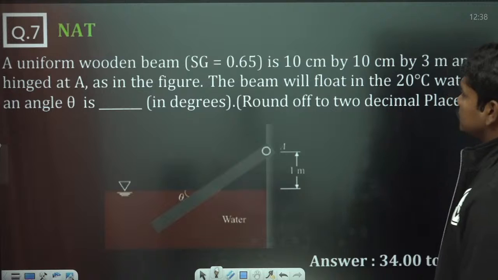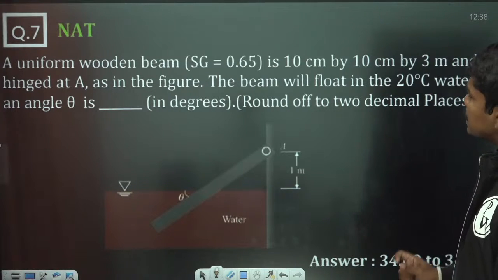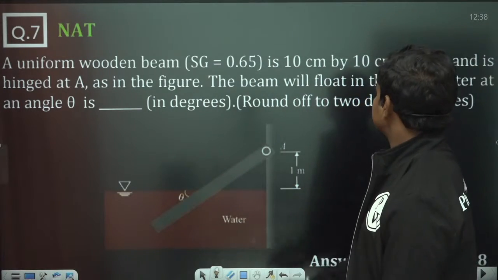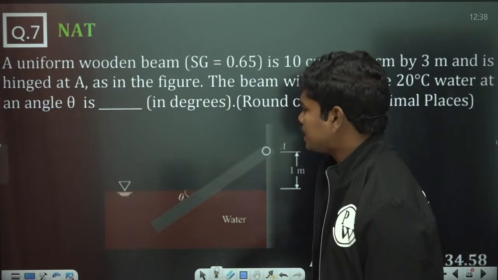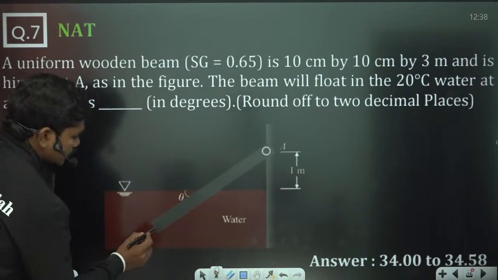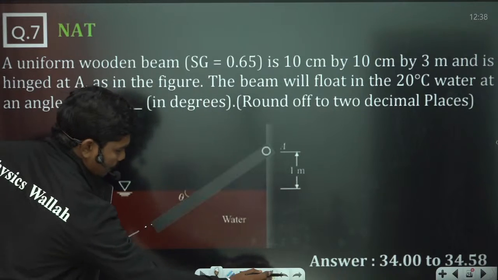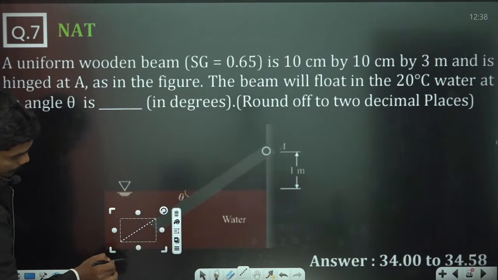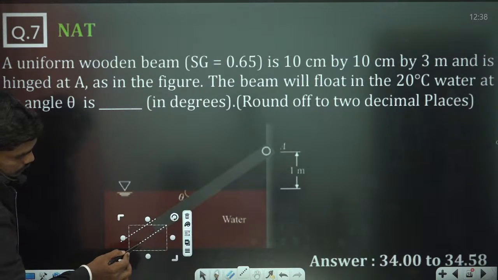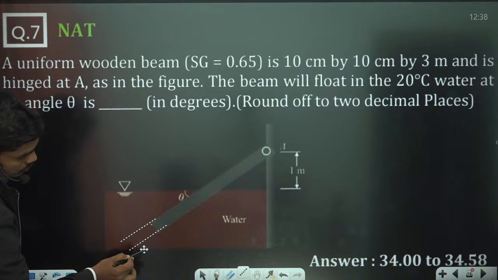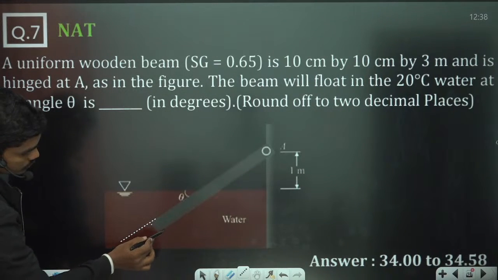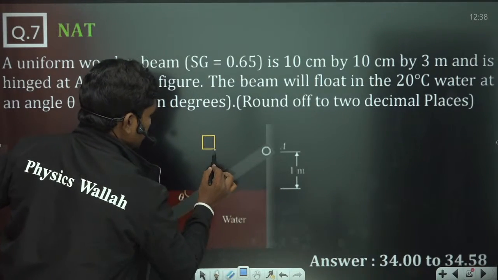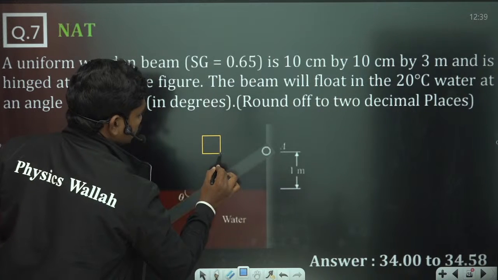A uniform wooden beam, specific gravity given as 0.65, is 10 centimeters by 10 centimeters by 3 meters. This length is 3 meters, and the cross section is a square cross section. So if you see the cross section, it is a square cross section like this.